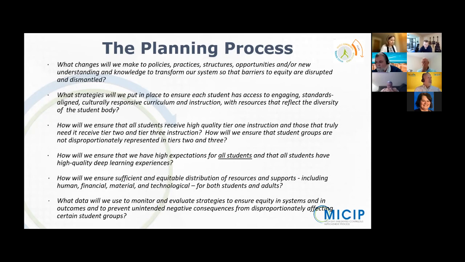We've already talked about that sufficient and equitable distribution of resources, but as that's part of the planning process, how do we ensure that, not only for students, but for adults as well?